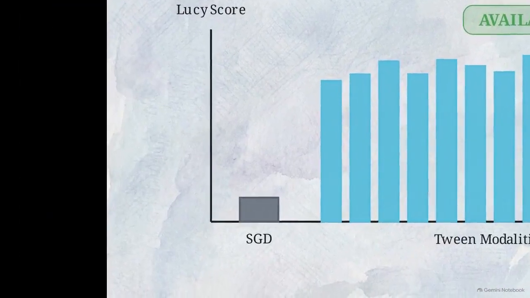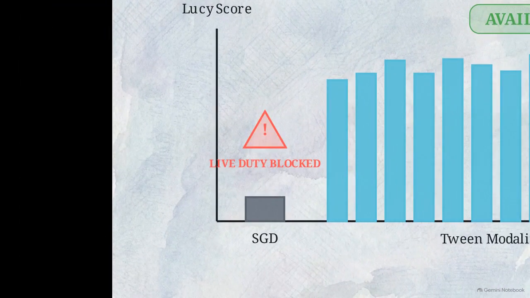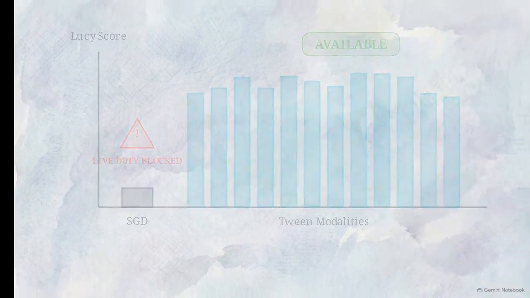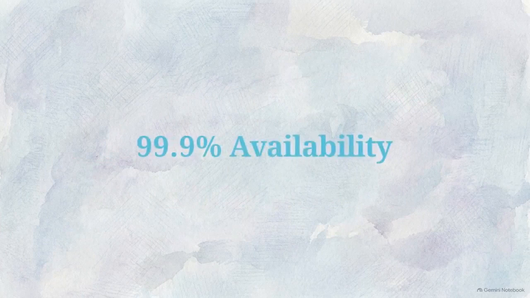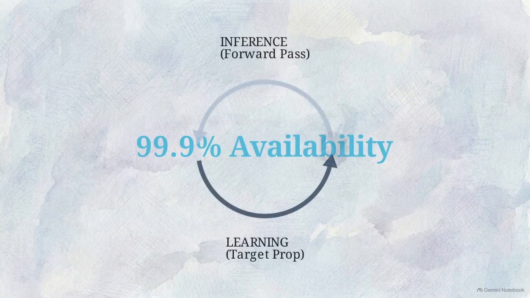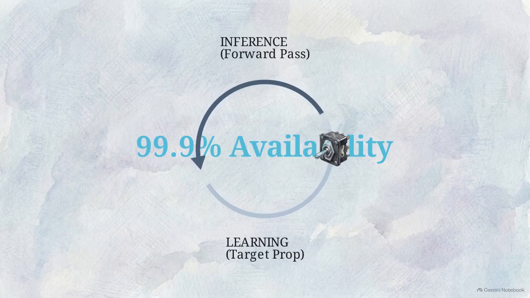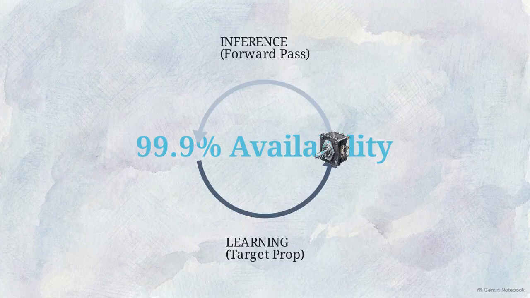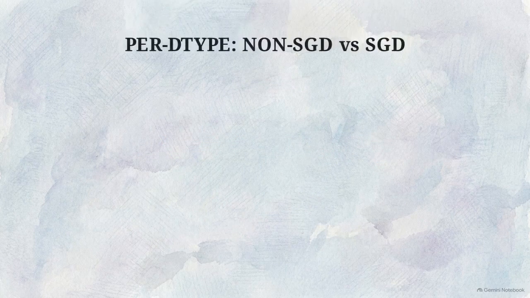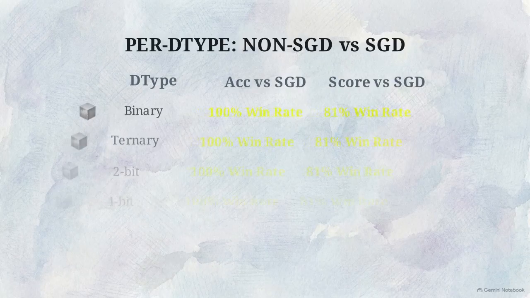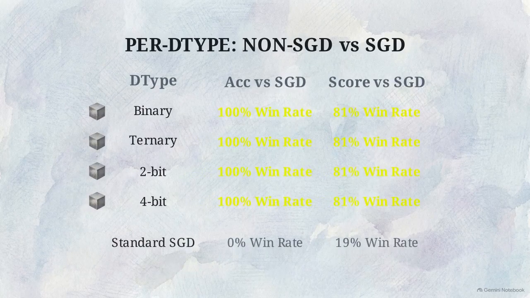The Lucy score is paramount for edge computing. It heavily penalizes training modalities that block live inference duties to perform their weight updates. The tween split variants dominate this specific metric because their asynchronous nature keeps the infer and train duty cycle high, maintaining near-perfect availability. This table highlights performance on quantized data types, including 4-bit float, 2-bit integer, ternary, and binary.